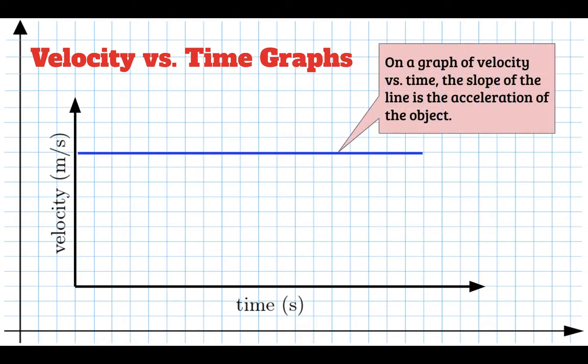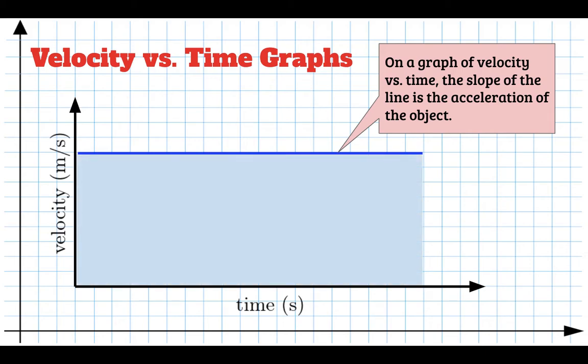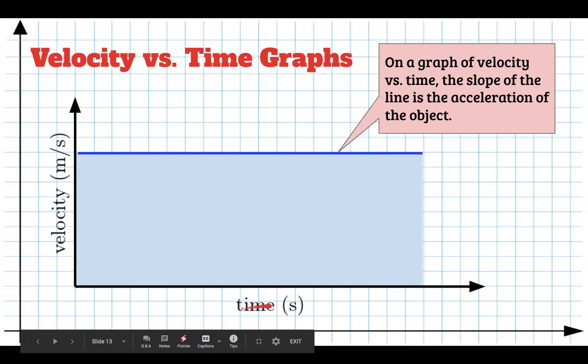So not only does the slope tell you the acceleration, but there's something else interesting about a velocity versus time graph. And that is that the area under the graph tells you the displacement of the object, how far it has moved relative to where it started. And why this happens comes out of calculus. I'm not going to spend too much time on it, but I just want to show you that it does connect with what you already know.